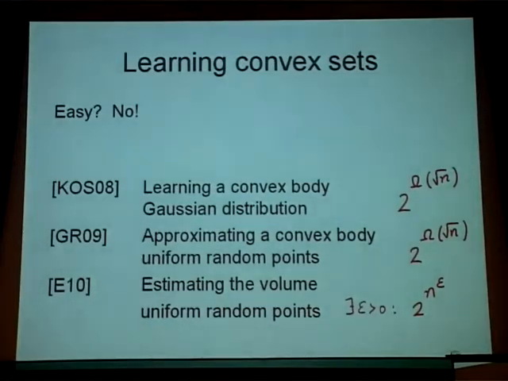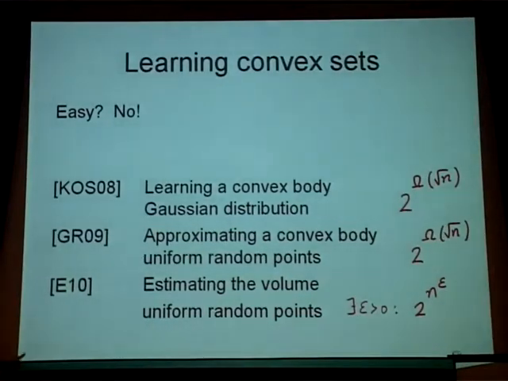This is resolved by Klivans, O'Donnell, and Servedio, where the input distribution is a standard Gaussian. There's a convex body sitting there, unknown to you, and the bound is n to the root n, so it's not polynomial. And then resolved by Navin Goyal and Luis Rademacher, closely related but different: suppose there were no labels, you just get random points from the uniform distribution on a convex body. You already have a random oracle.